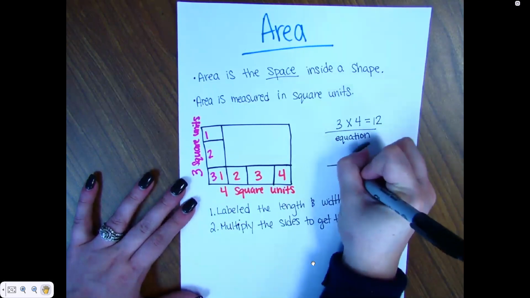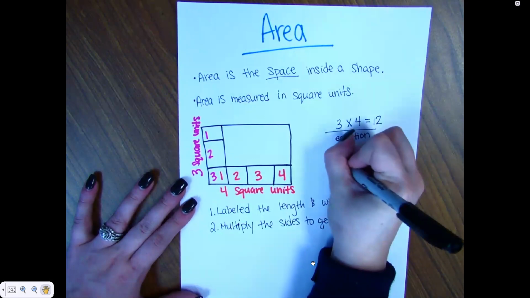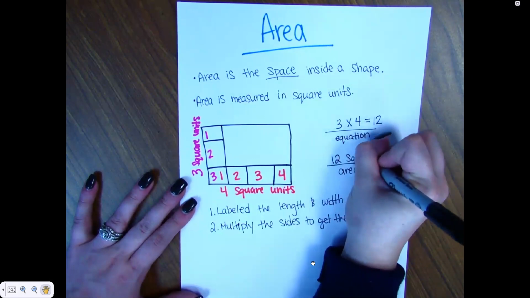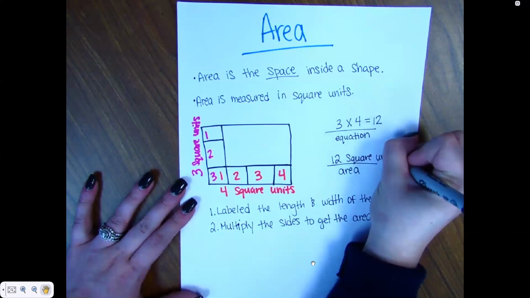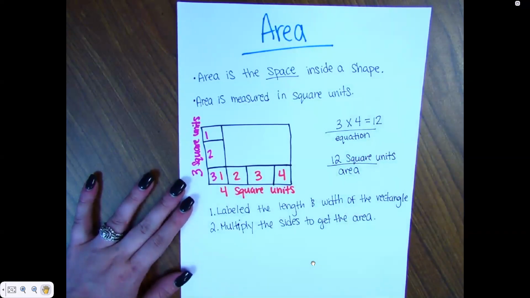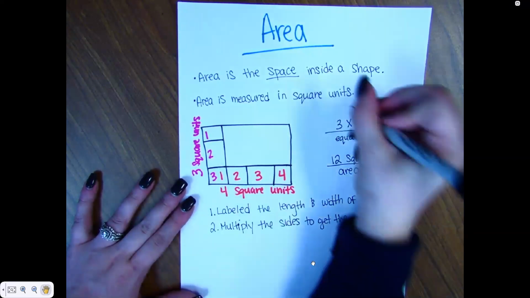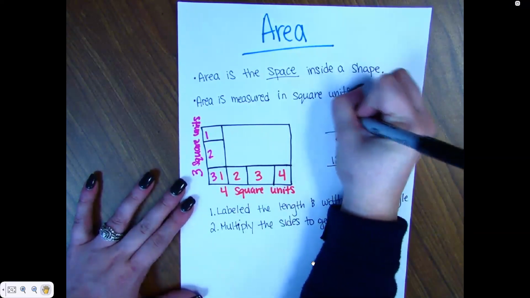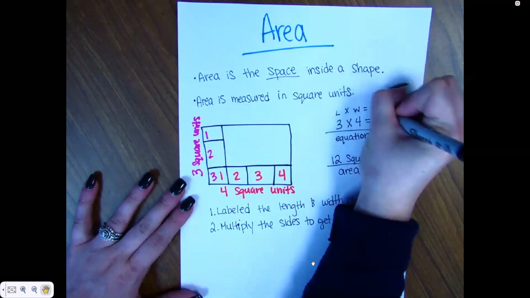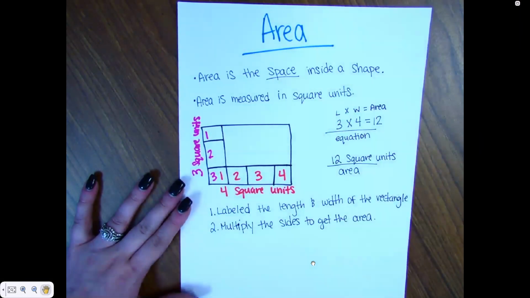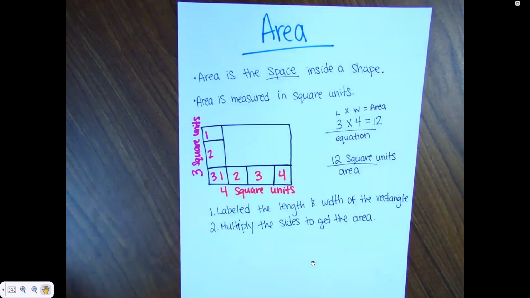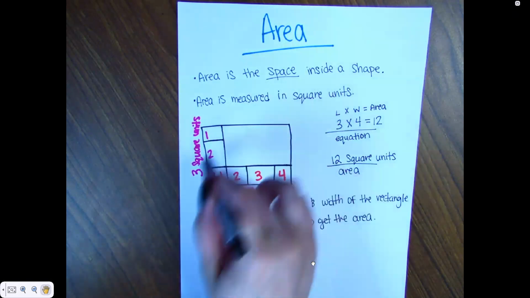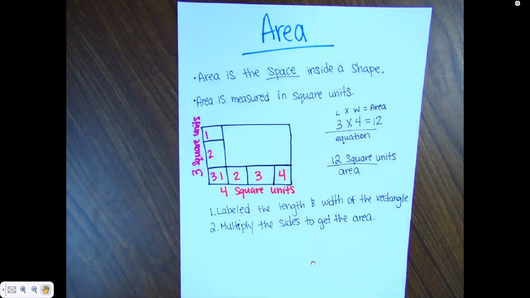So my area would be 12 square units. Okay. So I'm taking my length times width, and it equals my area. So all I'm doing is multiplying my 2 sides to get the total space inside my square or rectangle. Okay, so we're going to look at an example.